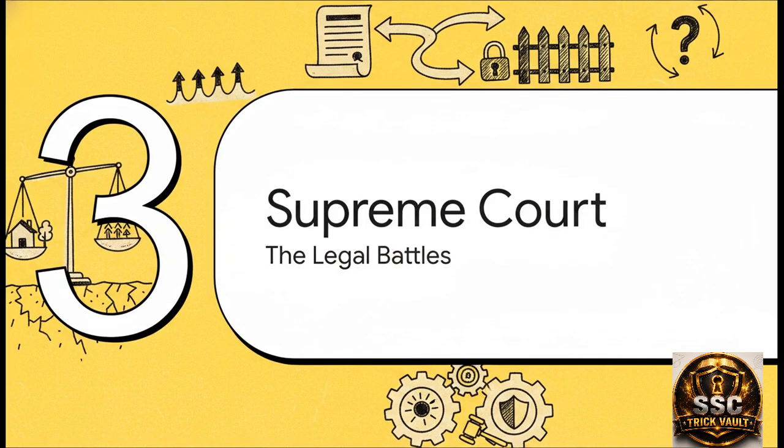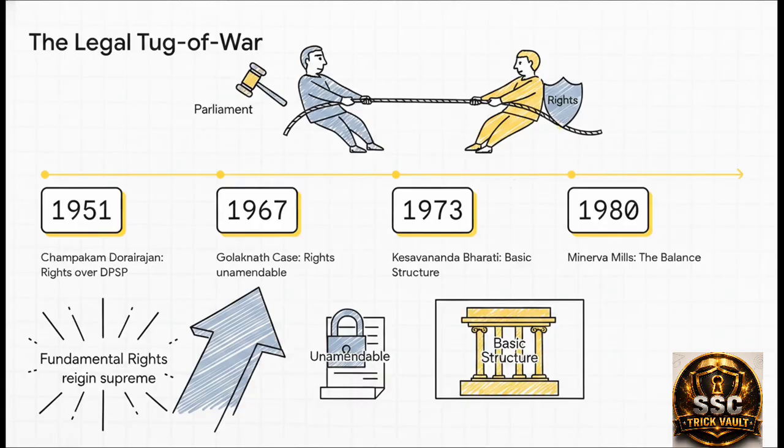All right, Section 3, the Supreme Court battles. Because this is where the rubber really meets the road. Let's say the state decides to redistribute wealth to fulfill a DPSP. But doing that means taking land from someone, which violates their fundamental right to property. What on earth happens then? Well, it kicked off a monumental legal tug-of-war. On one side, you have Parliament pushing social policies, and on the other, the judiciary protecting individual rights.